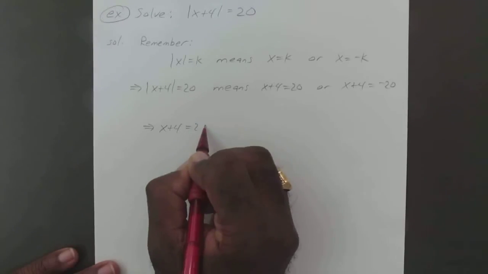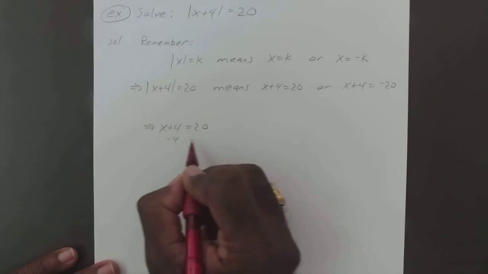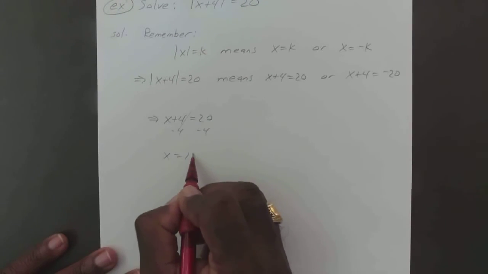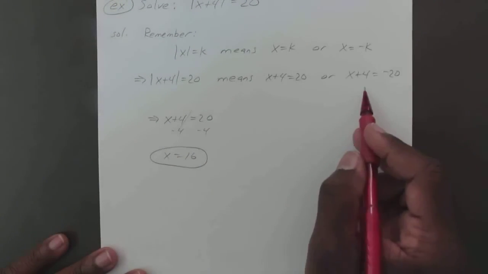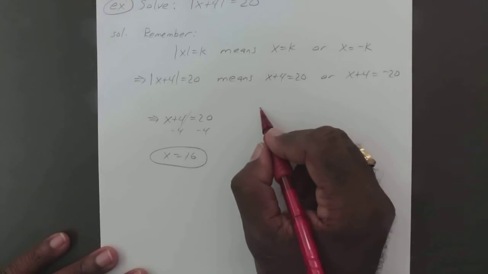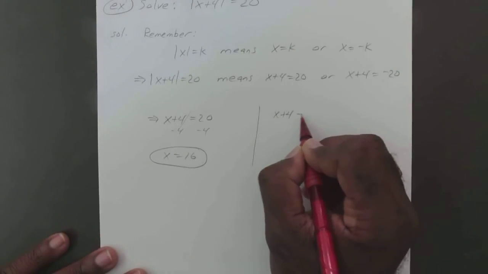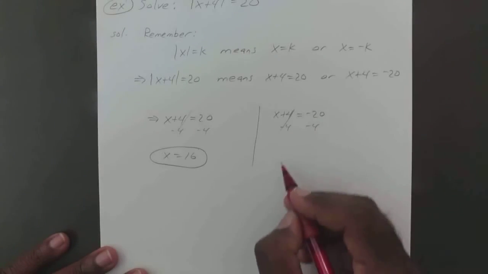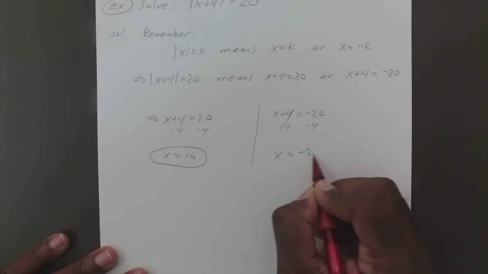X plus 4 equals 20. Subtract 4 from both sides. You have x equals 16. X plus 4 equals negative 20. Subtract 4 from both sides. X equals negative 24.